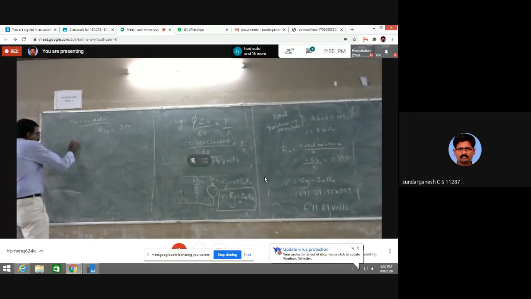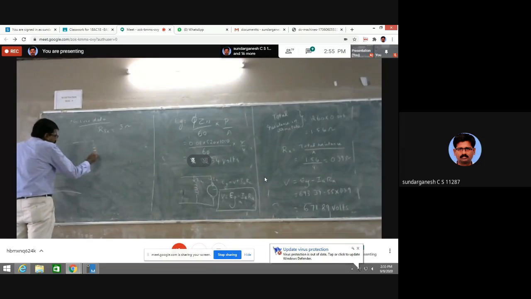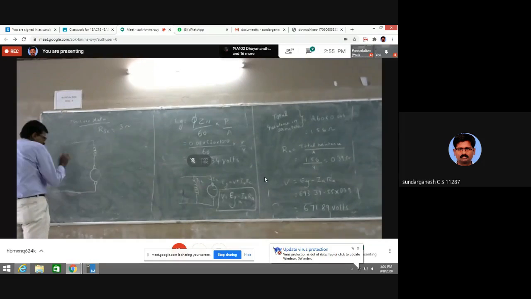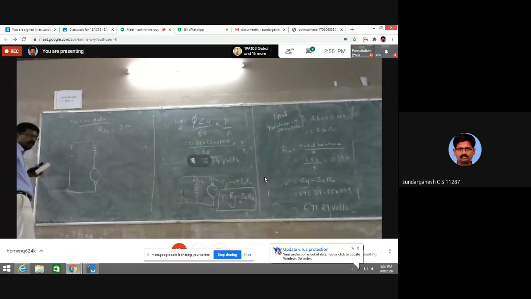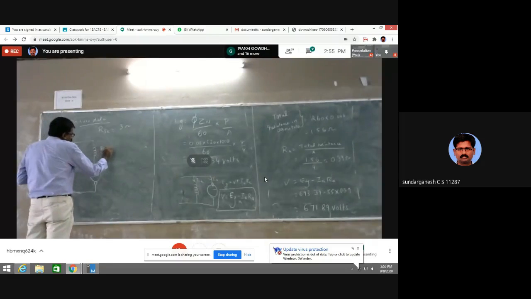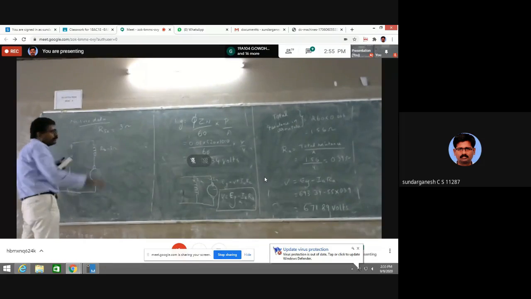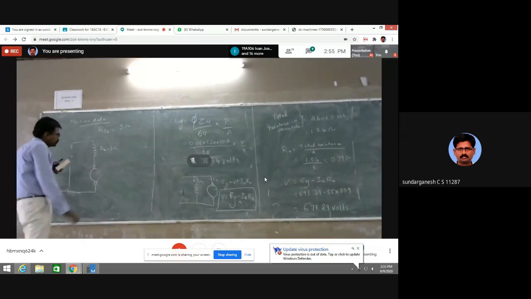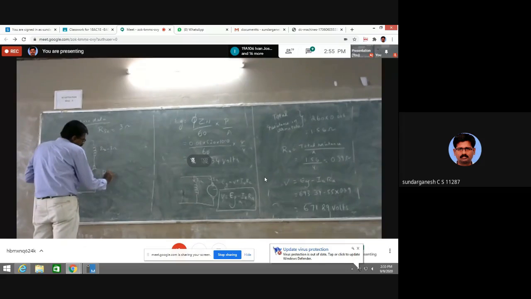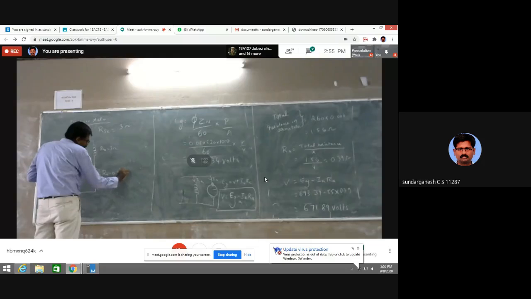Now I am drawing the diagram for the series generator. This is the terminal voltage. I want to find the terminal voltage. For RSE, I have given 3 ohms. For RA, we have found that it is 0.39 ohms. RA equal to 0.39 ohms.